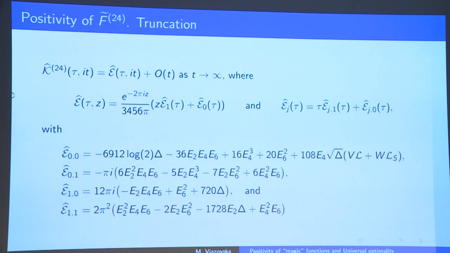Here is how we address this problem in dimension 24. We use a truncation, which means that we split our kernel K24 into two parts. One of them, this E hat, is the part which contains the pole, and the remaining part will grow at most polynomially if the second variable goes to infinity on the imaginary axis. And here are again explicit expressions for the term which we are going to consider separately.